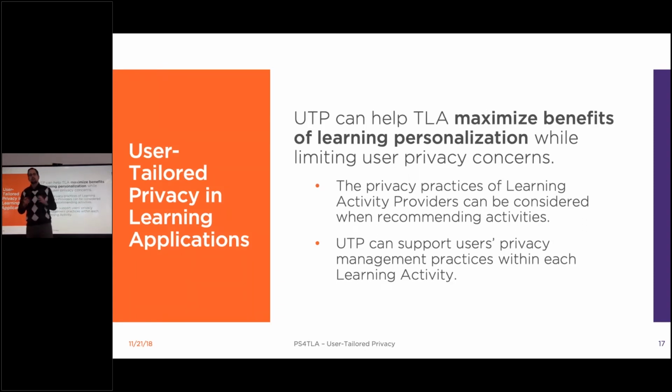So in sum, user-tailored privacy can help TLA to maximize the benefits of a personalized learning experience without increasing users' privacy concerns. The way you can do that is, when you are recommending a learning activity to a user, the TLA-based system can employ user-tailored privacy to make sure that the overall privacy practices of the learning activity provider actually match the user's privacy preferences. If the user's privacy preferences are more stringent than the policies of that application, then we can refrain from recommending that application. But once we have found an application that matches the user's privacy preferences, that application can then be recommended to the user, also based on other considerations, obviously.